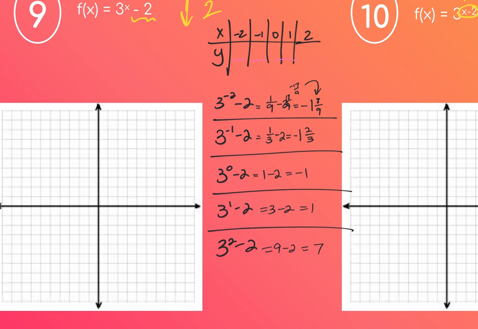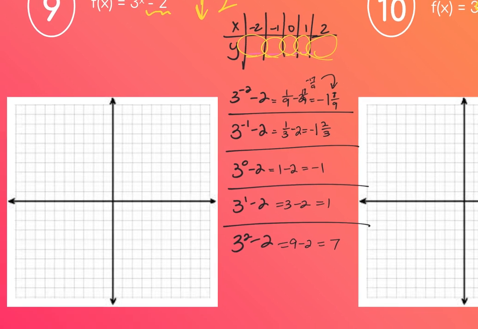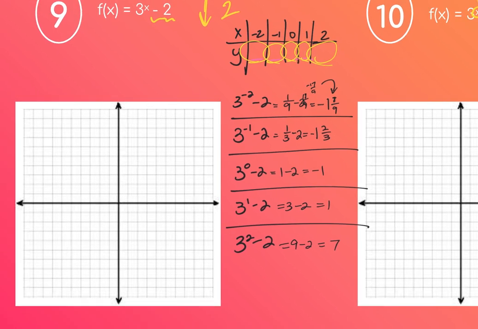I'm not even going to plug them in here just because I'm lazy. But on WebAssign, you'll see you're going to plug in boxes. Each of these is going to get an answer, okay? So for negative 2, we're at negative 1 8/9. At negative 1, it's negative 1 2/3. At 0, it's negative 1. At 1, it's 1. And at 2, it's 7.